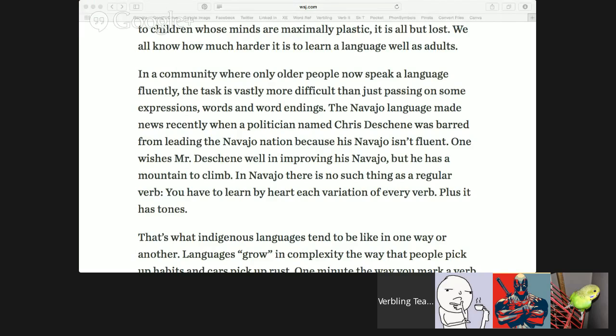Oh my goodness. All right, thank you, David. It's difficult. That sounds nearly impossible to me. You think English is bad. There's no such thing as a regular verb. You have to learn every single verb differently, and you have to deal with tones. That sounds really, really difficult.